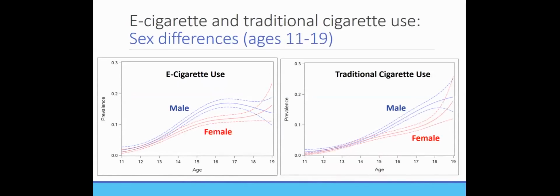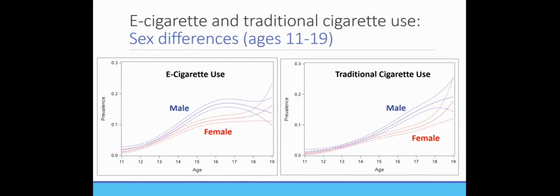So let's take a peek at the results. This depicts the sex differences in e-cigarette use on the left and traditional cigarette use on the right across ages 11 to 19. Males are using at higher rates, depicted in the blue lines, and females are using at lower rates in mid-adolescence, depicted in red.